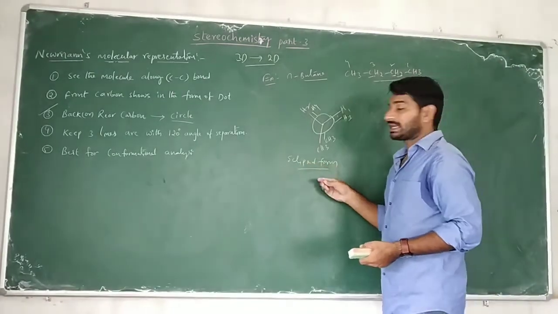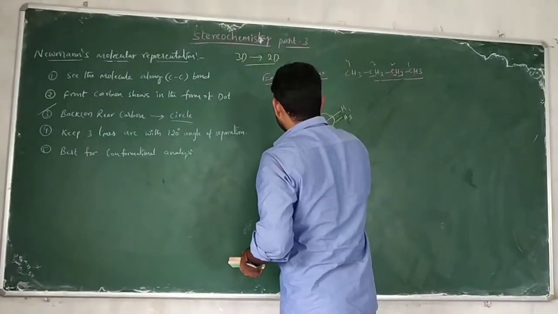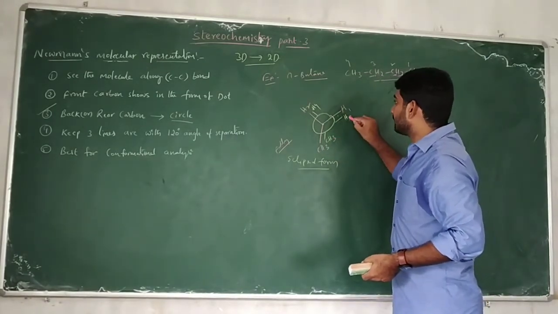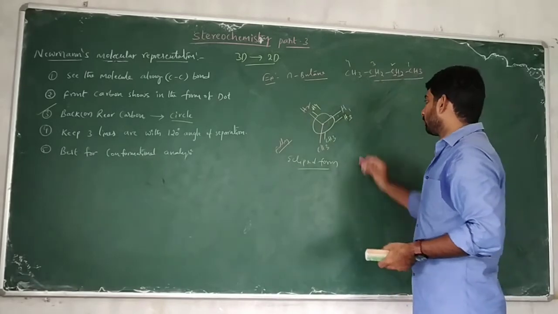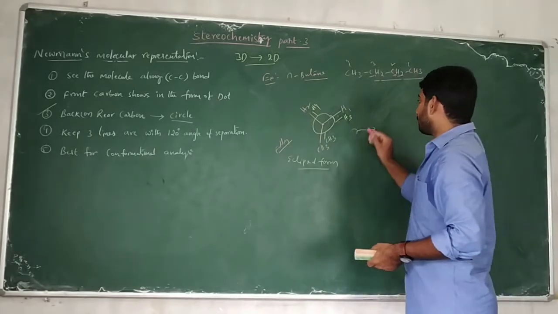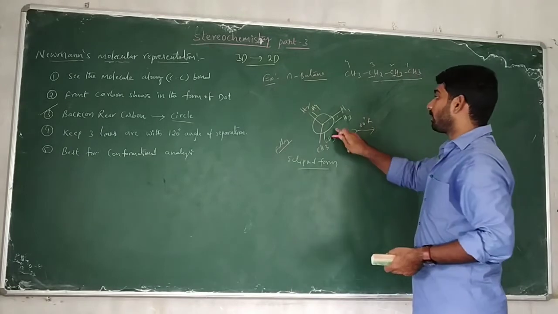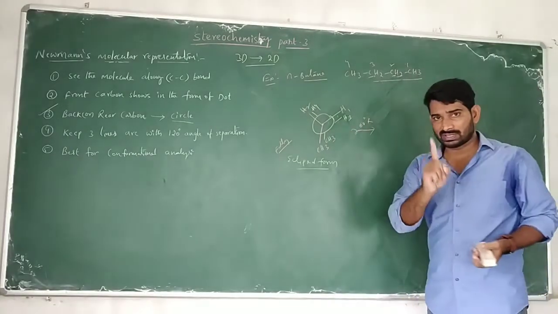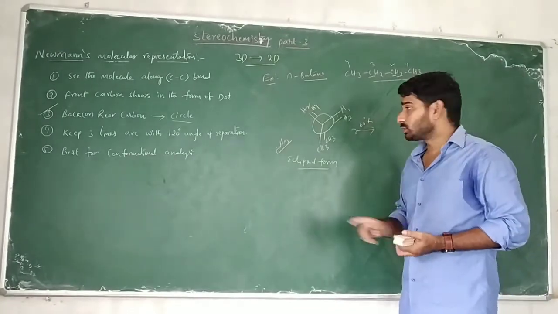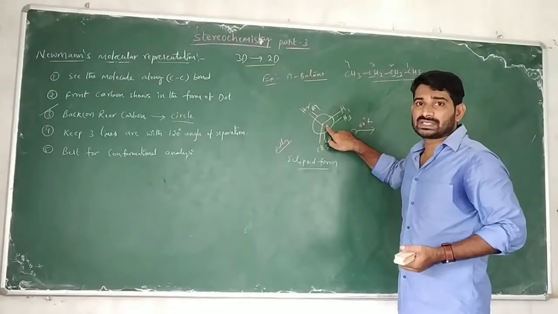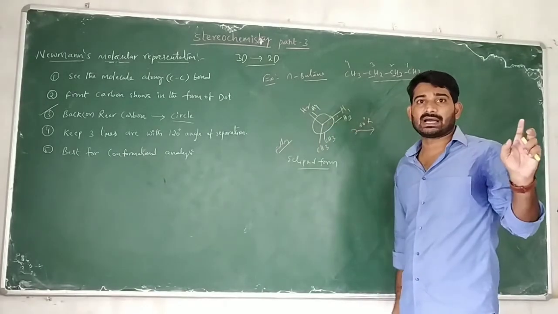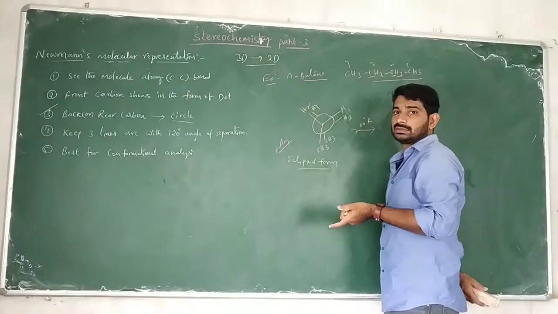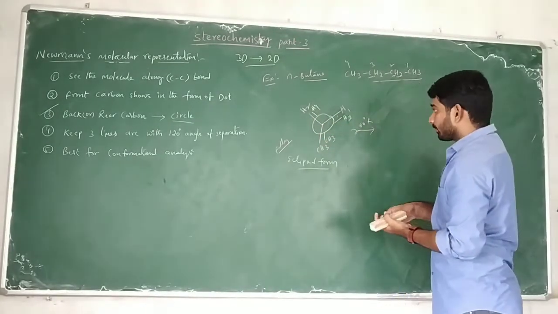Now this is the fully eclipsed conformation. What is the bond angle between this methyl group and the second methyl group? Zero. Isn't it zero? Now do some rotation. A 60 degree rotation you have to perform on this eclipsed molecule. Remember one thing: whenever you perform a rotation, fix one carbon, keep it static. That means don't touch that one. Just keep it constant and rotate the other one.